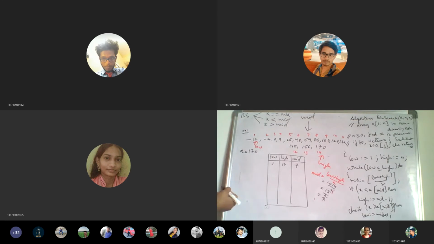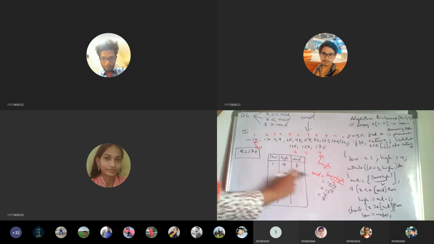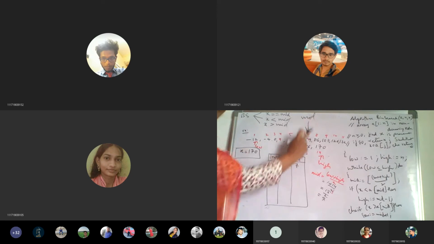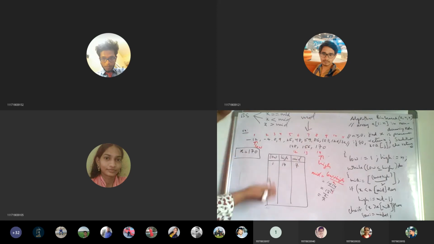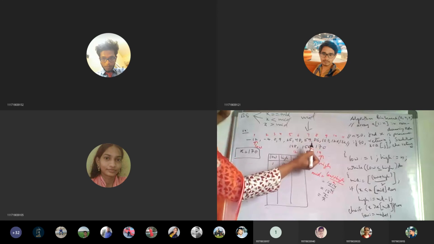In order to do that, x is what we have to find, x is equal to 170. Our low is the lowest index of the array, that is 1, and high is the highest index of the array, that is 14. And mid is equal to low plus high by 2, that is 1 plus 14 by 2, we get 7. So 7 is now the mid value.